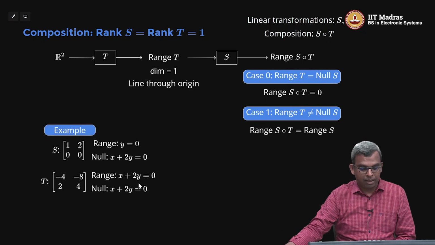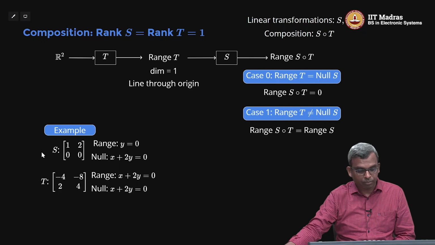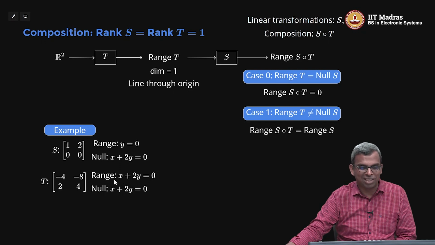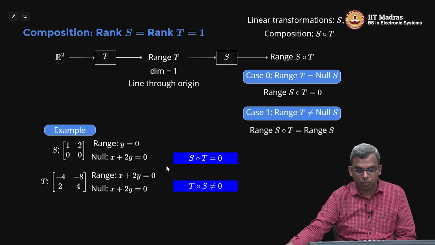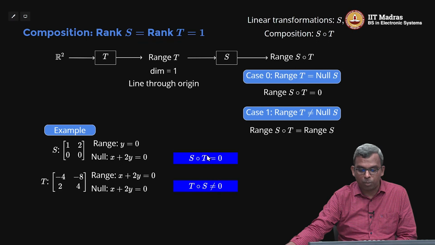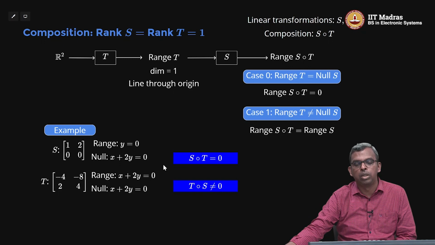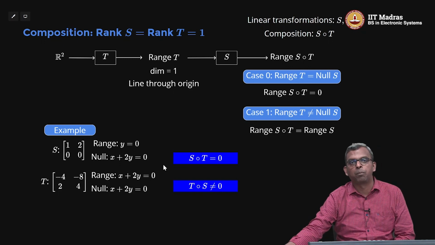Here are examples that I put down. Null and the range coincided, and of course here strangely enough the null also coincided, but that is okay, but range and null coincided. So S composed with T became 0. So range of T became equal to null of S. But the other way around is not true. The range of S and the null of T are different, so you get non-zero things. I hope this is clear to you. This is the way in which non-zero operators compose to give you 0 operators. I hope that was clear.